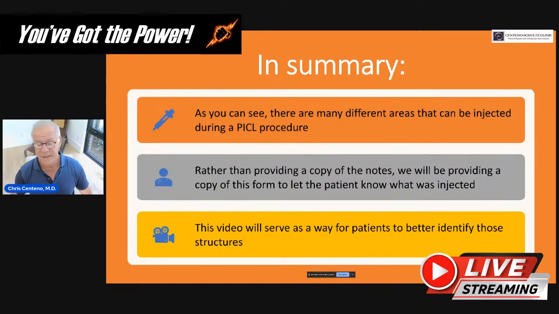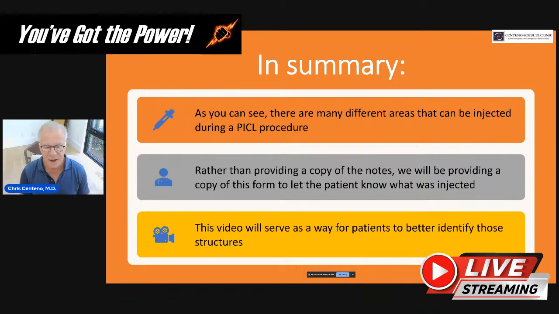So there are other things that we commonly inject that are on the form, but these are the highlights of what gets injected 95% of the time with a PICL procedure. Now, again, this is a check-off menu based on the imaging, the symptoms, and the exam. So not everyone gets all of that injected, and we specifically tailor this to each person. But as you can see, there are a lot of different areas that can be injected during a PICL procedure.